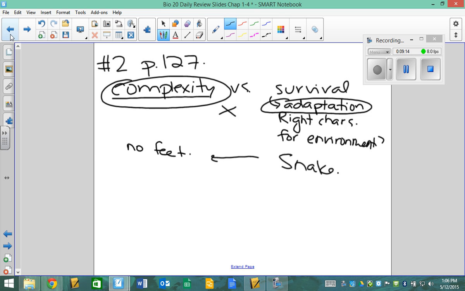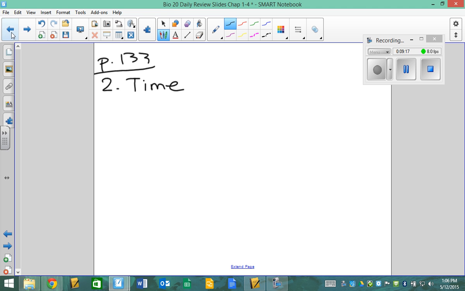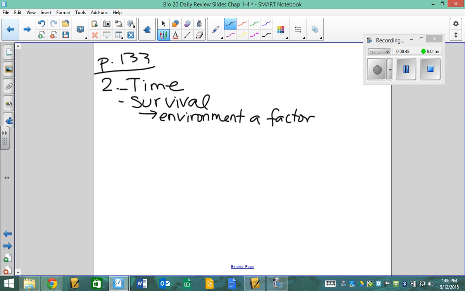The other thing that I mentioned back here is that organisms' survival is the thing that is determining whether or not they evolve, which means both of them agree the environment is a factor. Something about the environment is causing organisms to evolve. Now, their explanation for how that happened was different, but both of them agree that the environment was a factor.